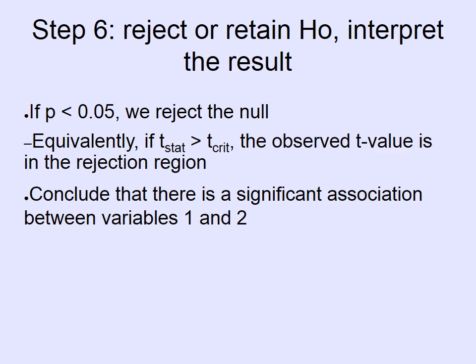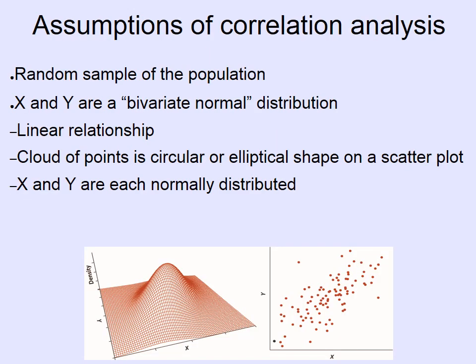Okay, and this is just the decision to reject the null. It's the opposite to retain it. This should sound very similar. If p is less than our alpha set at 0.05, we reject. If our t statistic is greater than our t critical, we're in rejection. And of course, if we reject, we conclude that there's a significant linear association between these two variables.